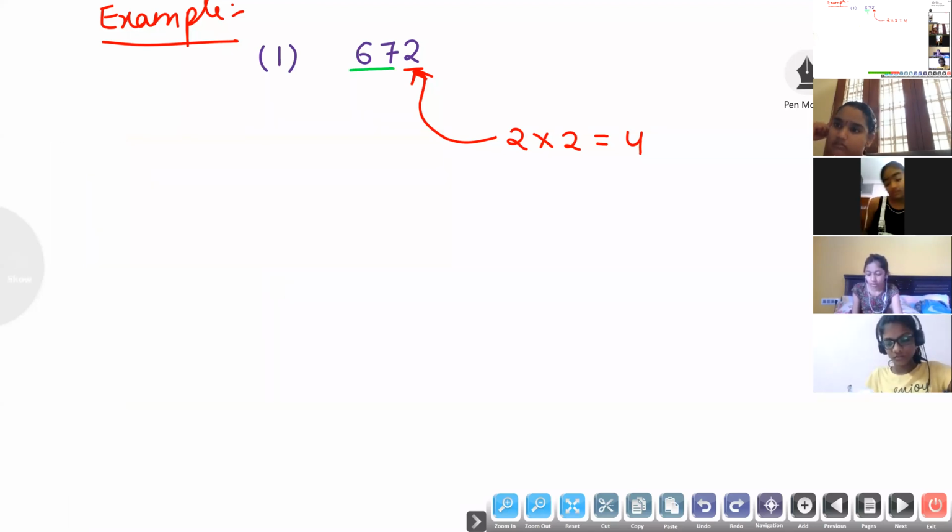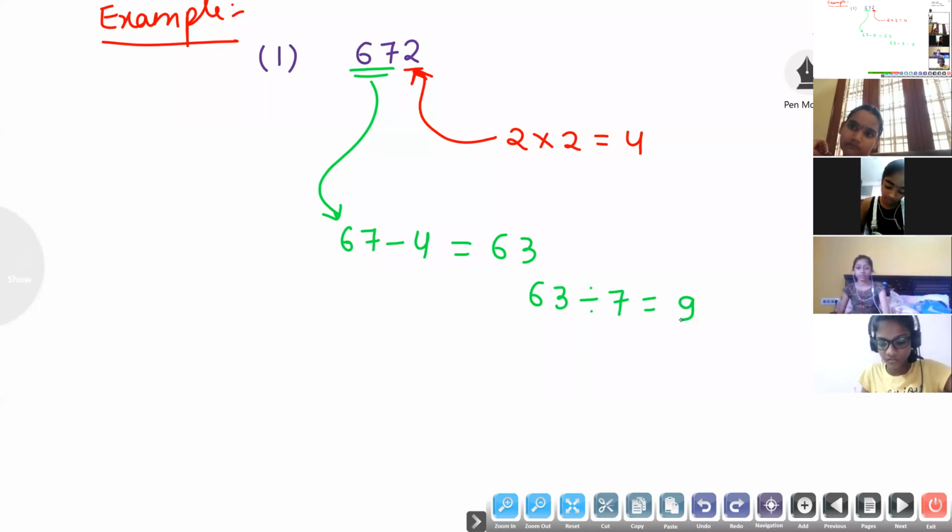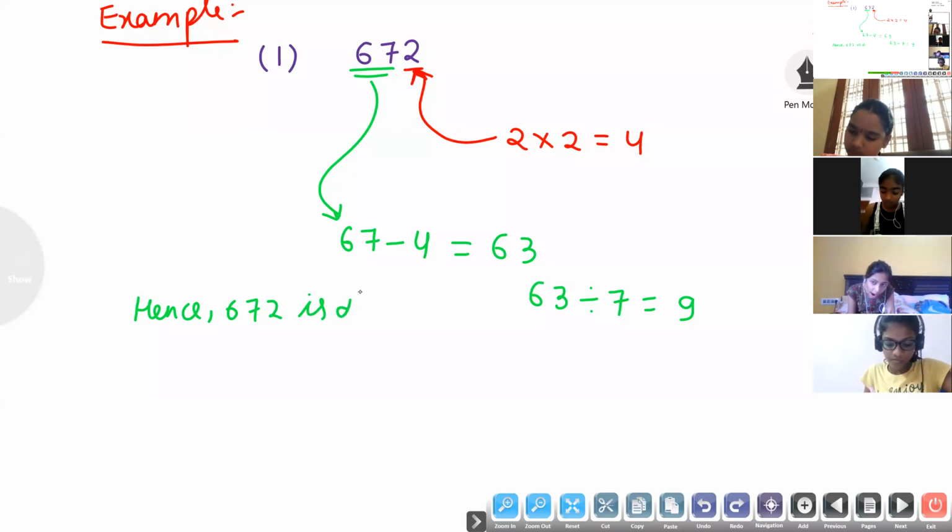67. 67 minus double of the last digit is equal to 63. Now 63, I want to check if it is divisible by 7 or not. Yes, 9. Then I can say 672 is divisible by 7. Hence 672 is divisible by 7.